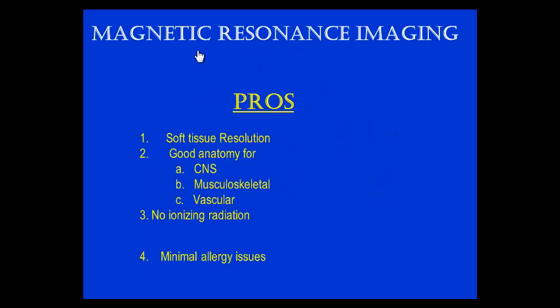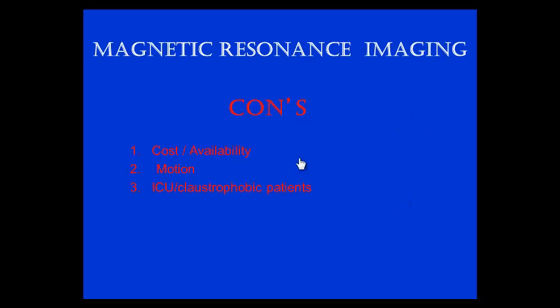So what are the pros with magnetic resonance? Well, great soft tissue. You saw how the disc spaces and the nerves were there. We can see CNS anatomy and musculoskeletal and vascular. We can see that very well. How about the no ionizing radiation and really minimal allergy? What are the cons? Well, the cost. It's cost and availability. It's not really something that's immediately available.